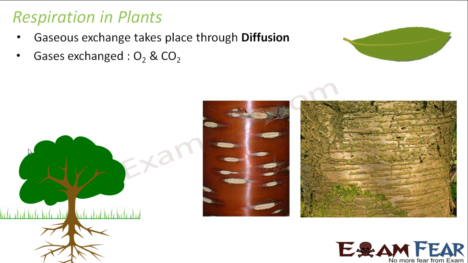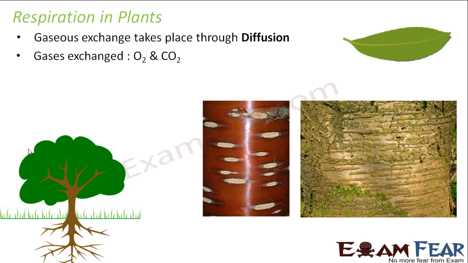What are the gases that are exchanged? Oxygen and carbon dioxide. So we have seen in the process of photosynthesis, carbon dioxide is a gas which is needed for photosynthesis. Right? So therefore intake of carbon dioxide had to take place. At the same time we saw that in photosynthesis oxygen was released. So oxygen was a product, and oxygen was to be thrown out of the plants.